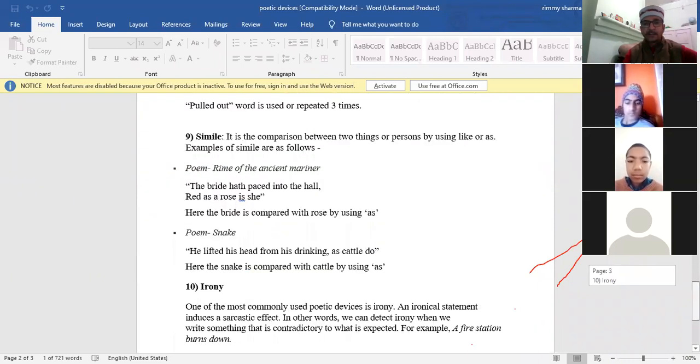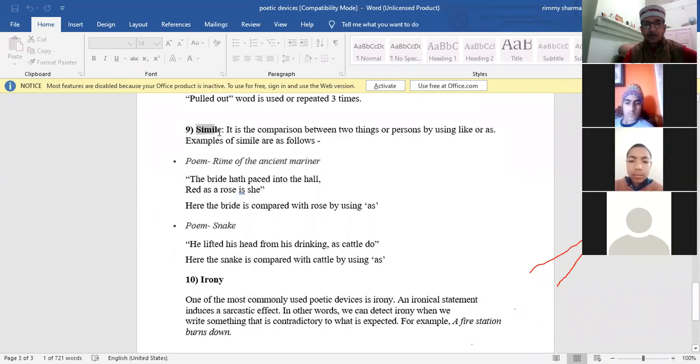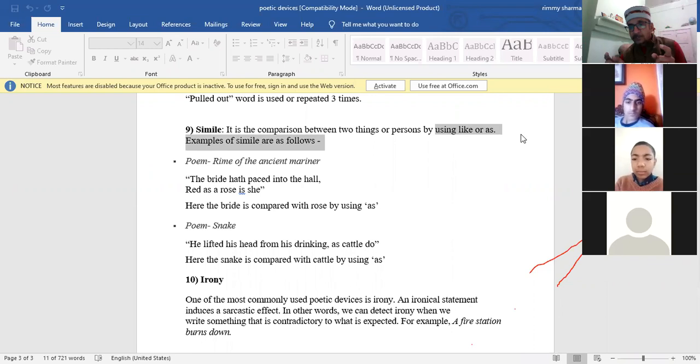Simile. Metaphor I did, and now I put you with simile. Simile is another poetic device used for comparison. A metaphor directly compares things, but in a simile, the comparison comes with the words like or as. Two things have to be compared, and there should be something in common between them. Like we compared, he was a tiger in the fight, or a lion in the fight.